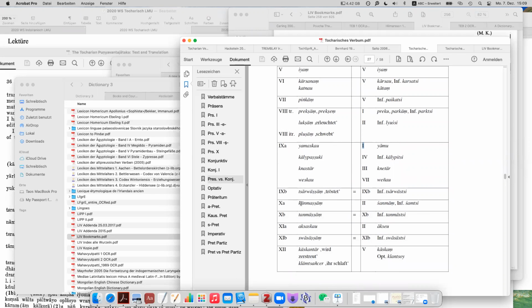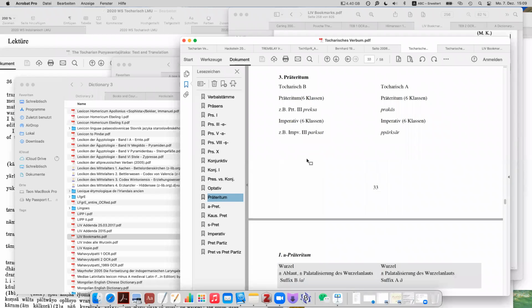And then for this one, to go, the present is the 10th class. It's called kummashen, but the subjunctive is the second class. It's called shunne. And so on. Okay. I think next time we can talk about preterite.